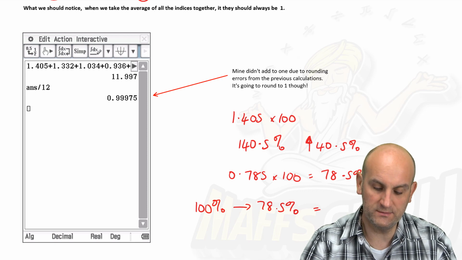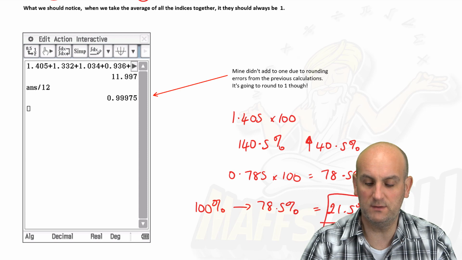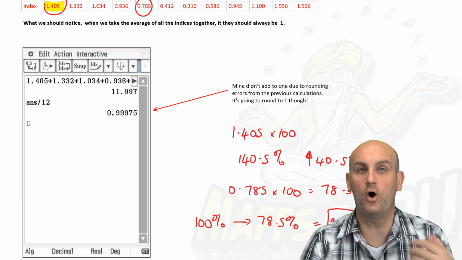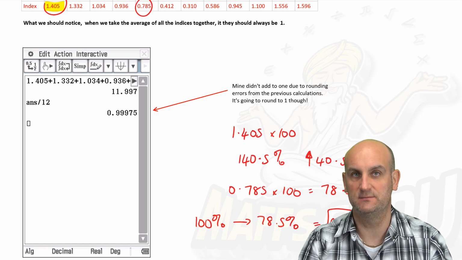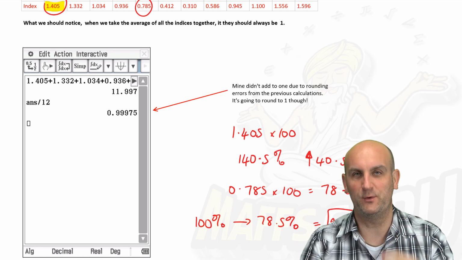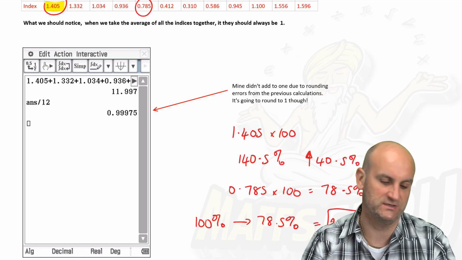Well, hopefully I'm just going to take away 21.5%. So it would mean that in May, we sell on average 21.5% less ice creams than our average. Try that again. In May, we sell 21.5% less ice creams than we would in an average month. That made much more sense.